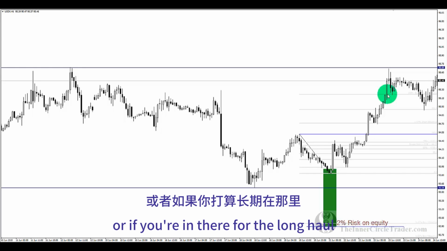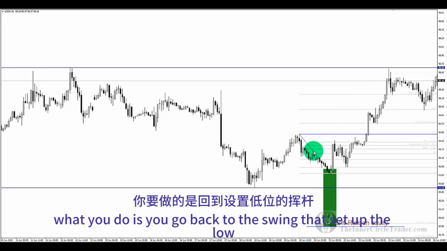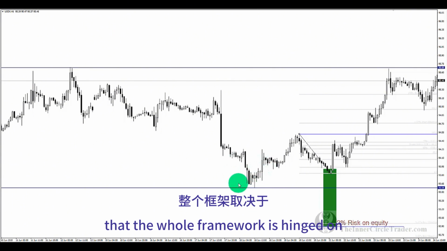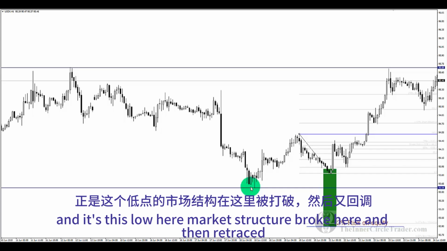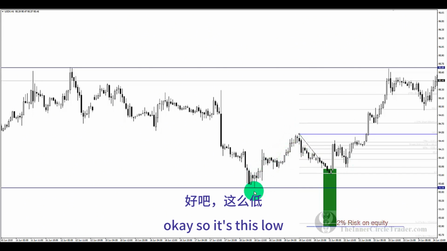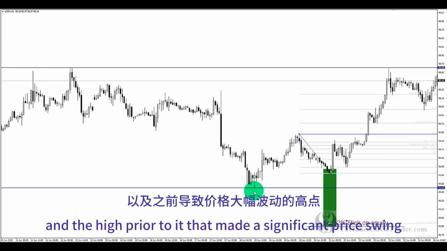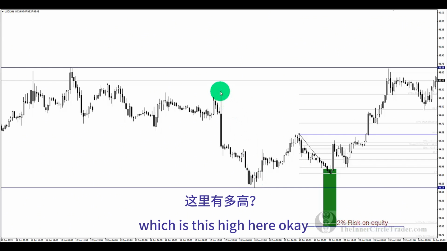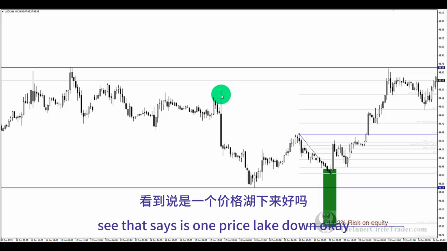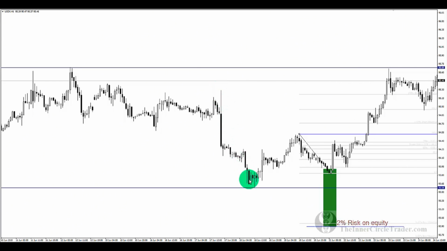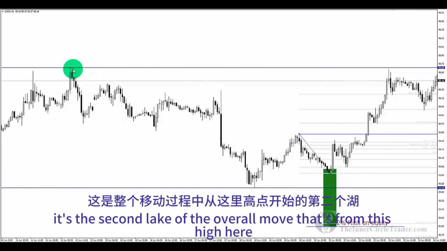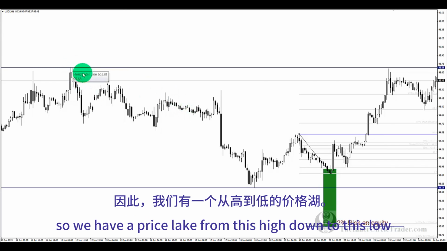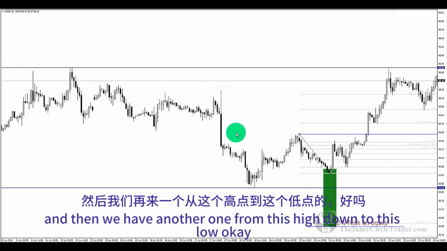Or if you're in there for the long haul, you go back to the swing that set up the low that the whole framework is hinged on. It's this low here, market structure broke here and then retraced. So it's this low and the high prior to it that made a significant price swing, which is this high here. You see that? This is one price leg down, the second leg of the overall move. We have a price leg from this high down to this low, and then another from this high down to this low.